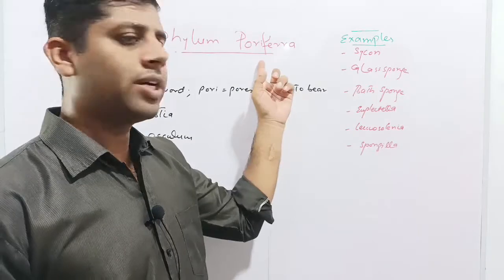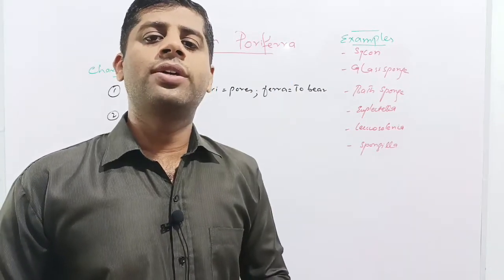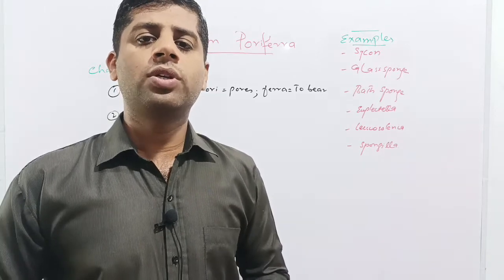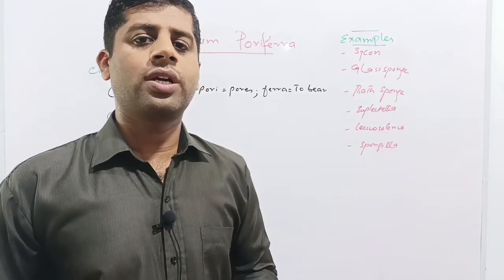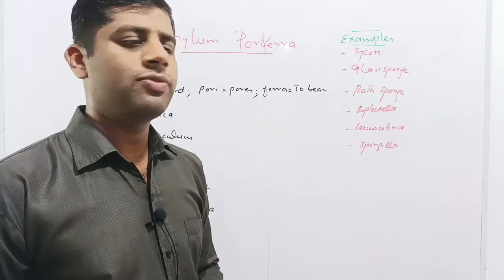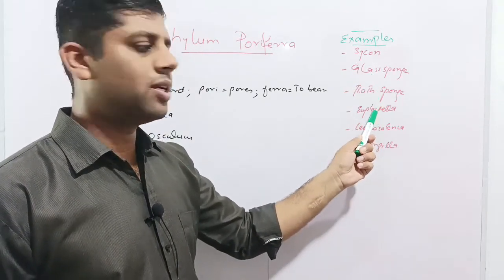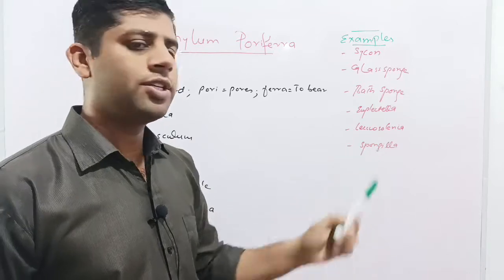The word Porifera is derived from the Latin language and is composed of two words. Pori means porous and fera means to have. So the body of these animals bears pores and therefore these are called poriferous animals. Common examples of this phylum are Sycon, glass sponge, bath sponge, Euplectella, Leucosolenia and Spongilla.